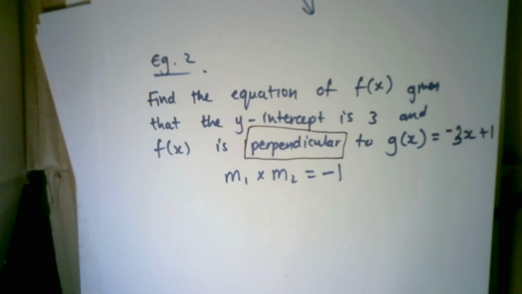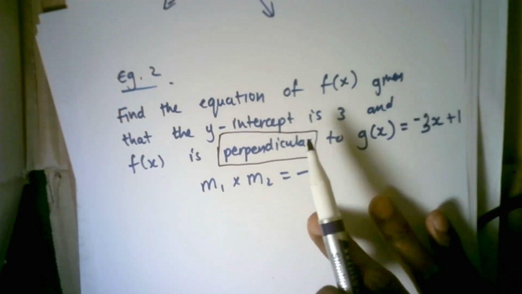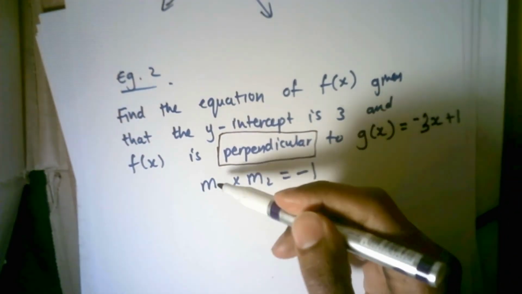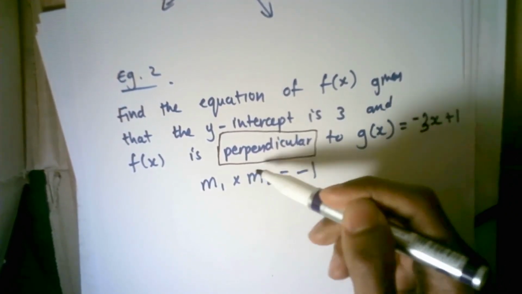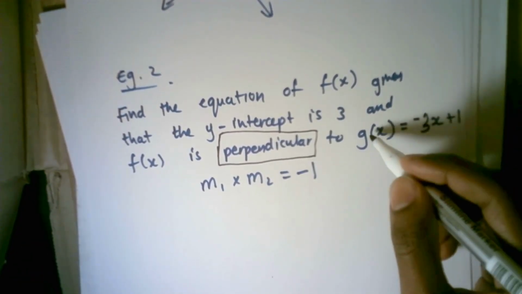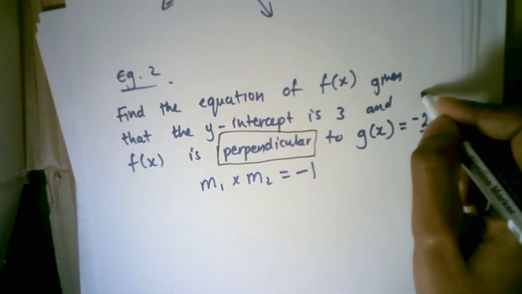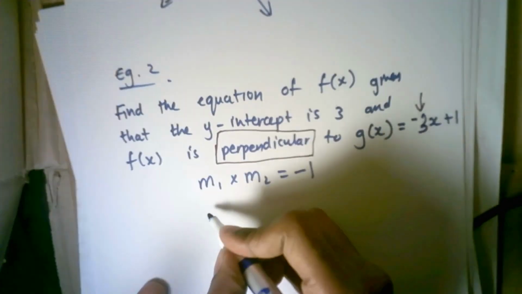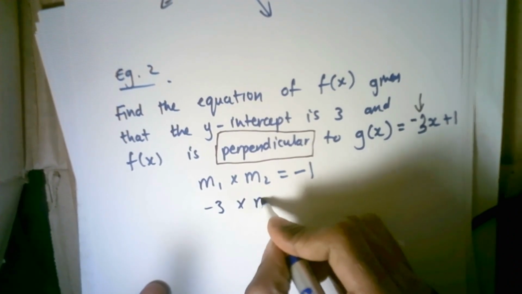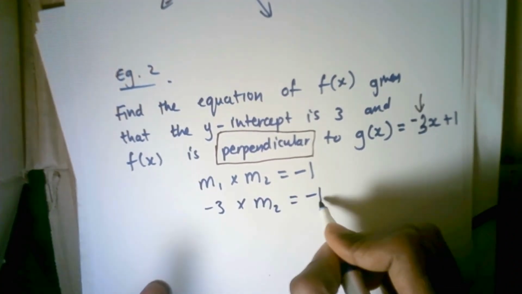Now, m1 is given to us. So, sorry, let g of x be line 1 and let f of x be line 2. So g of x is line 1 and the gradient of line 1 is negative 3. There's no need to calculate it because we can see that the equation is in its standard form, y is equal to mx plus c. So it's negative 3 times m2 is equal to negative 1.